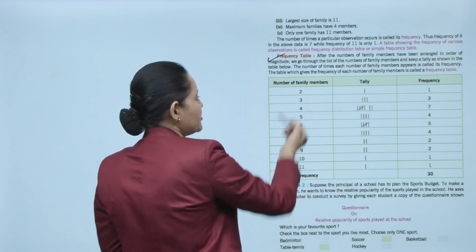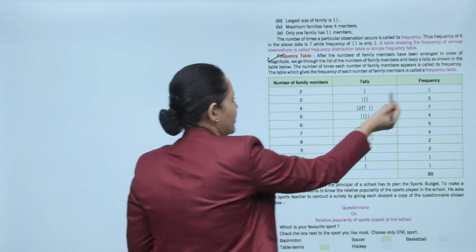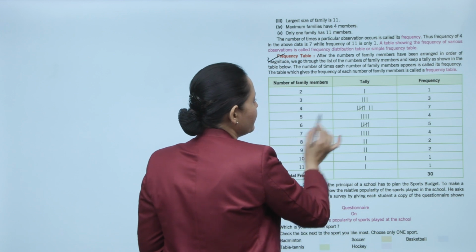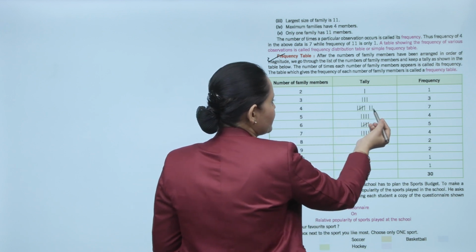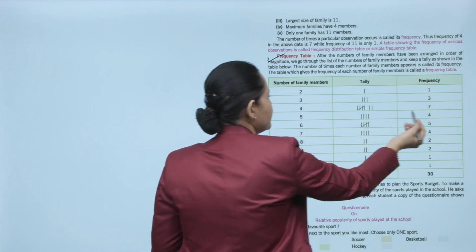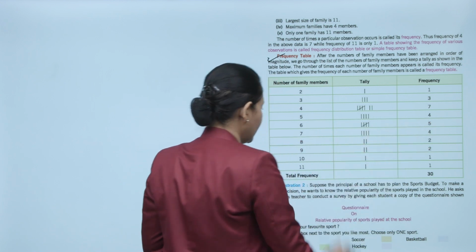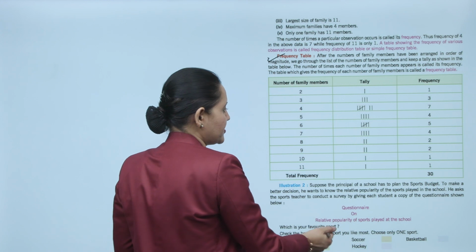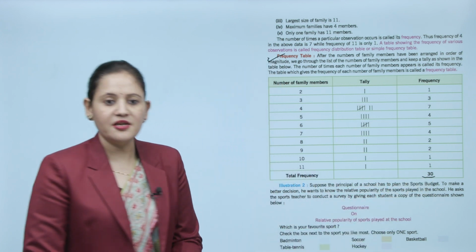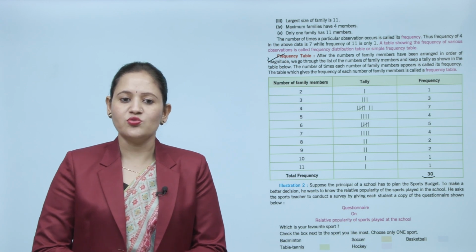Number of family members 2, how many times? 1 time. So frequency will be 1. 3 times 3. 4, 5 plus 2, 7 times. So frequency 7. 5, 4 times, so here we will write 4. Like this, we have made a frequency table. Total 30 members. Clear?